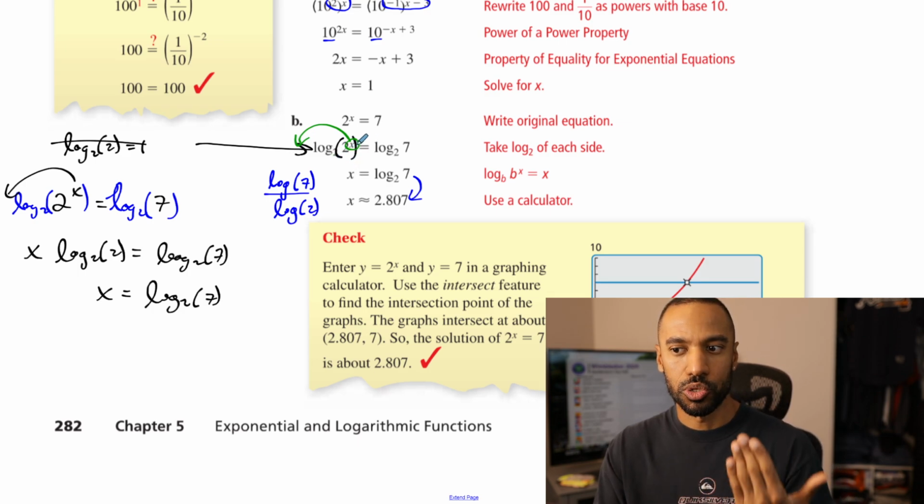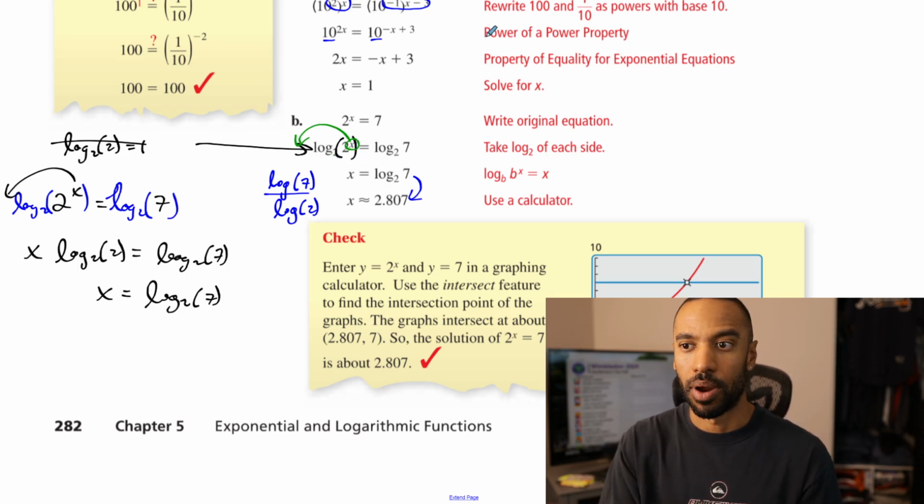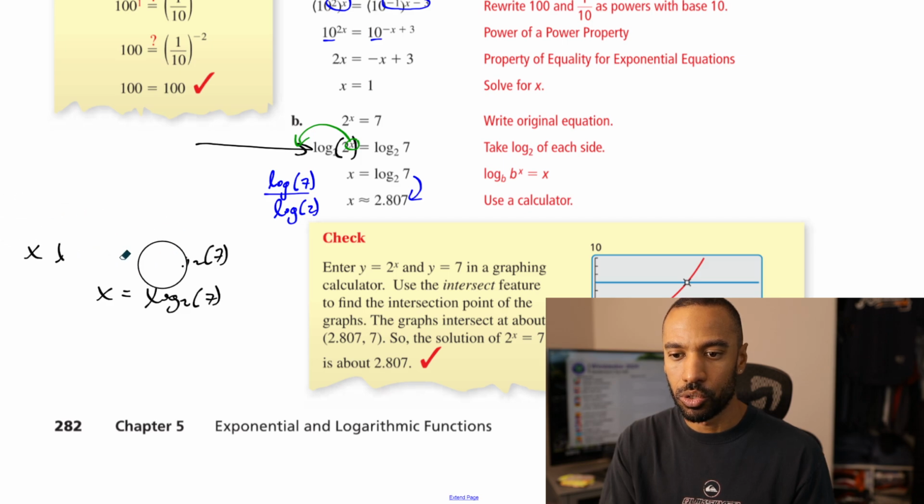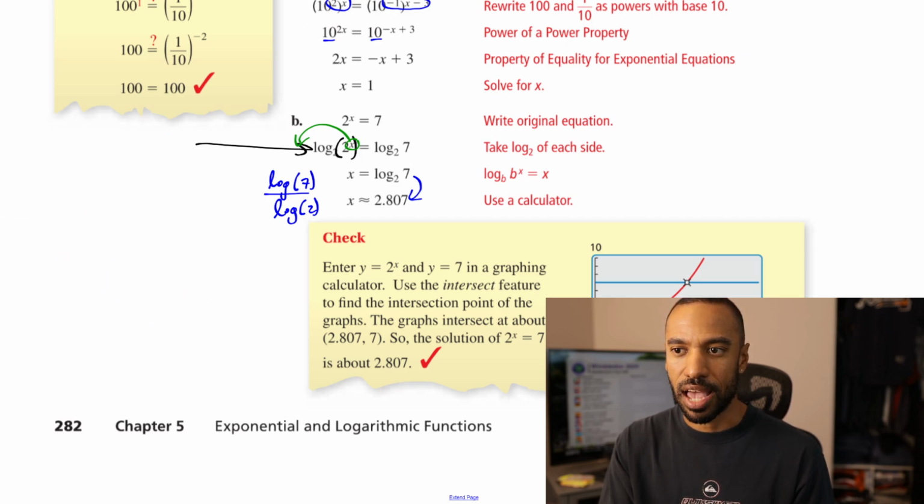2 to what power is 2 to the x power? X is that number, right? But now that I'm using other properties, there's that. Another way of doing that exact same thing, instead of writing base 2 specifically, you can just have any log generically, such as just log.